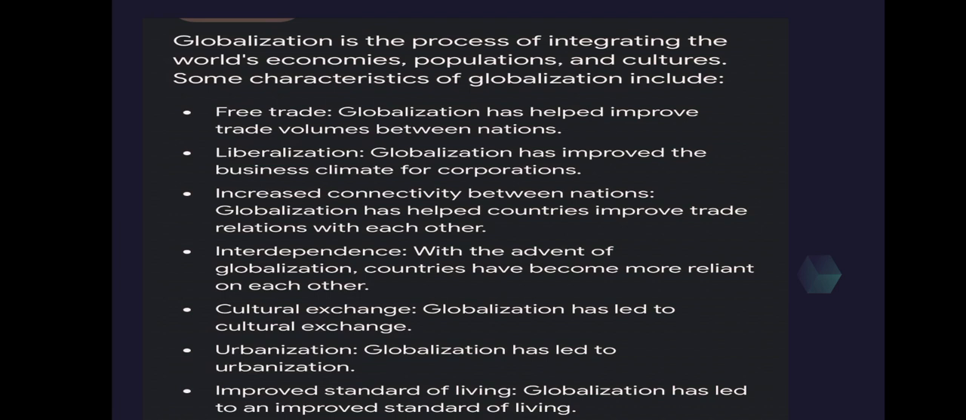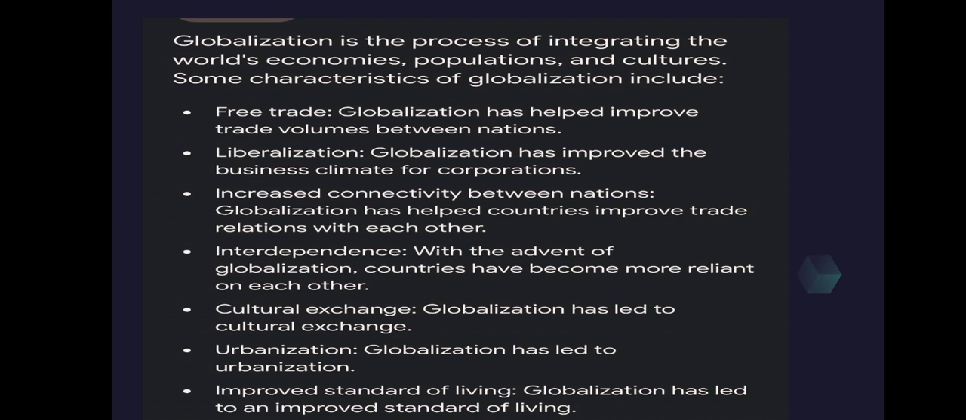So the first characteristic of globalization is free trade. Free trade means no one is going to set limits. No one is going to say that you cannot trade this, you cannot do that. So globalization has helped improve trade volumes between nations.